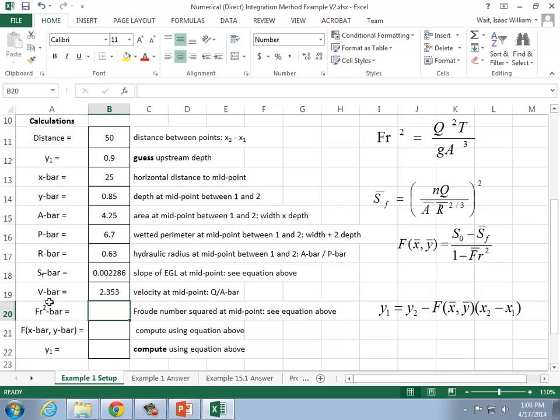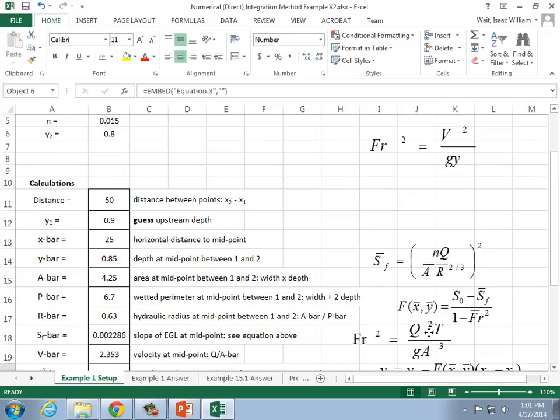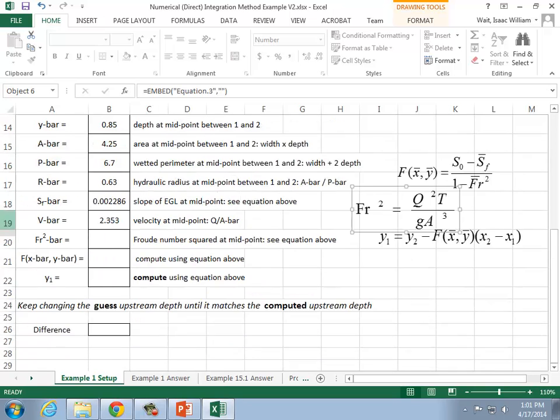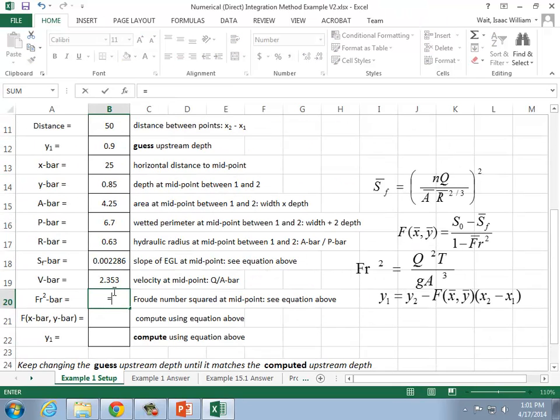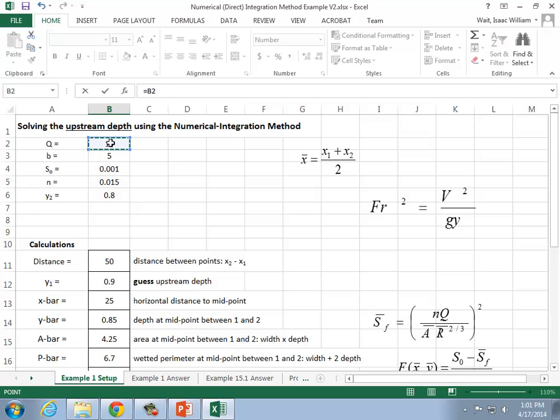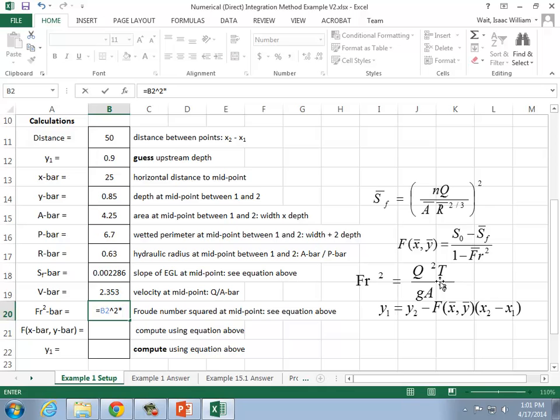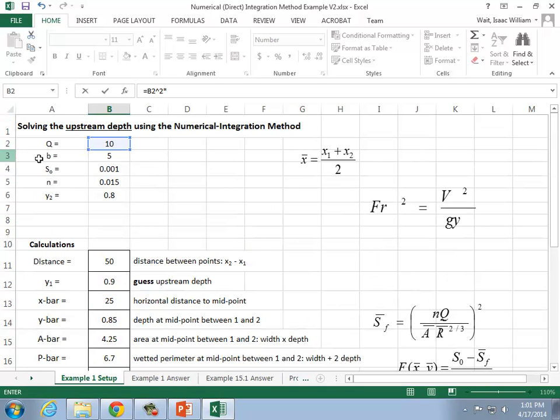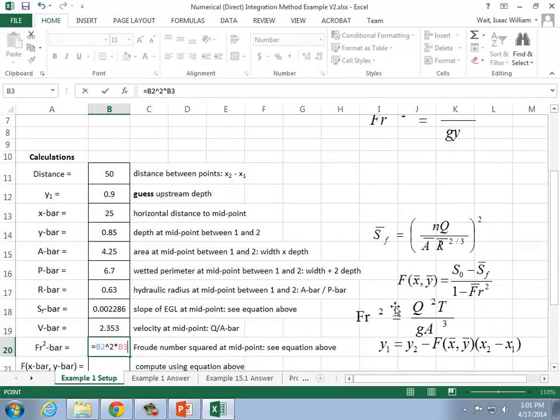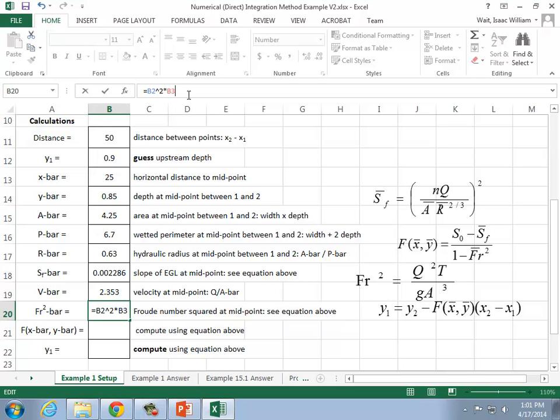Froude number squared at the midpoint. Here I can use the Froude number equation. Okay, so that's going to be the Q squared times the top width, and since this is a rectangular channel, the top width is equal to the width of the channel, so it's just times the top width here, divided by g, 9.81, times the area at the midpoint, and I need to cube that according to the Froude number equation.